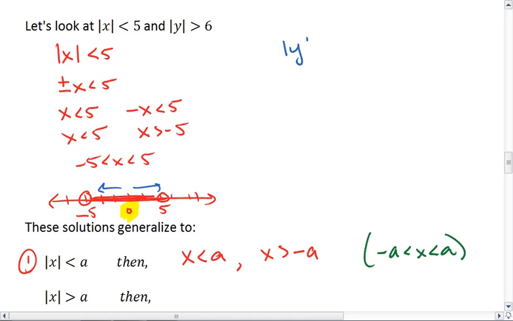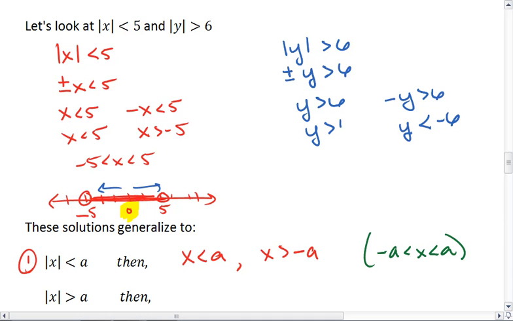Now let's look at y. So we have the absolute value of y is greater than 6. This means that either positive or negative y is greater than 6. So we can write y is greater than 6 or negative y is greater than 6. Again, if I divide or multiply by -1, I'll get y is less than -6. Rewriting this just to make a little more sense, to put my negative on the left side, I get y is less than -6 or y is greater than 6, which can also be written as 6 is less than y.